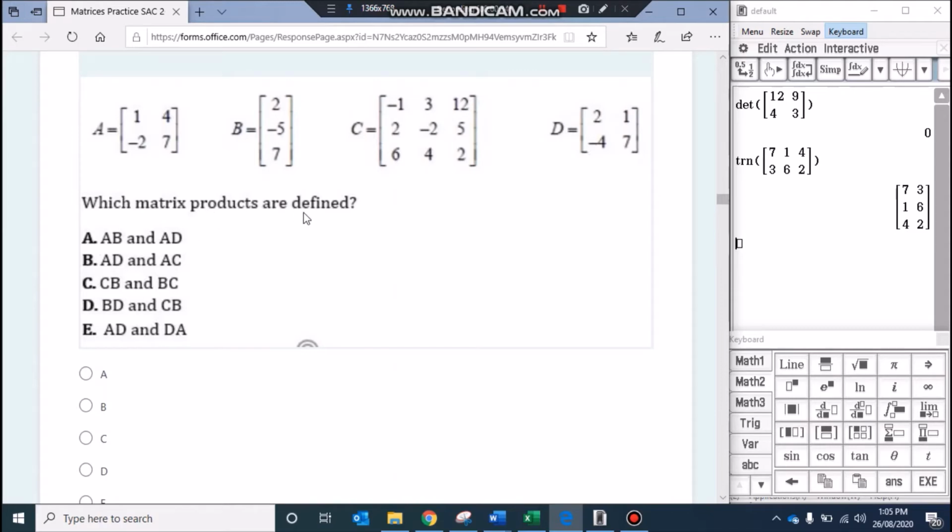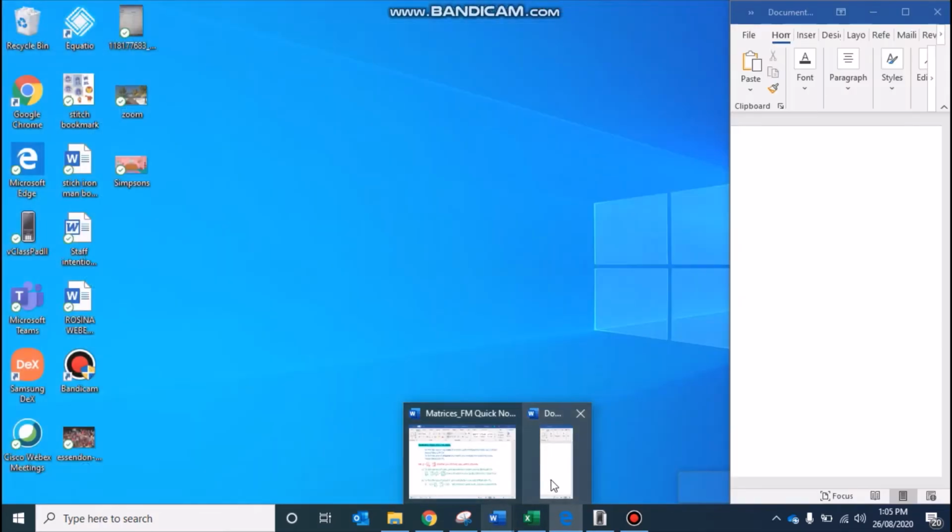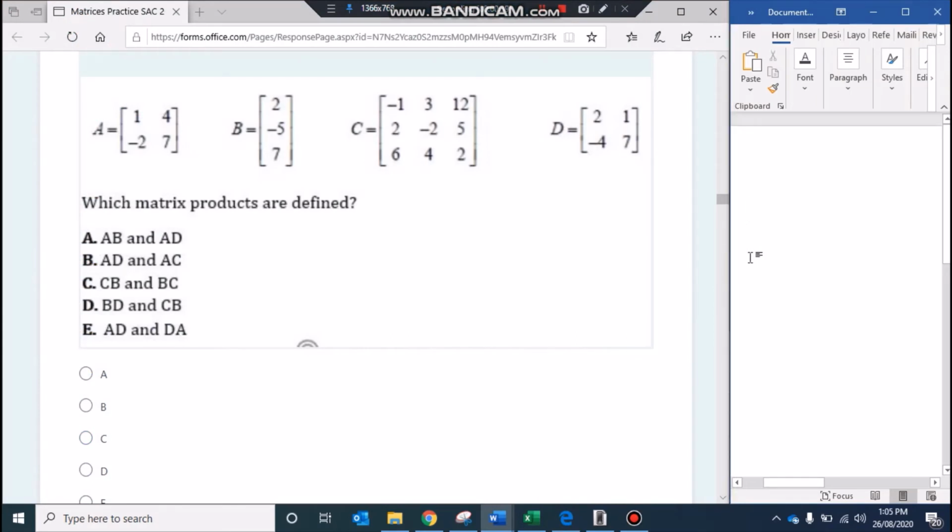Which matrix products are defined? So this is similar to the question that we had before about deciding when matrices are defined. So let's use trial and error again. Is AB going to be defined? A has 2 columns and B has 3 rows. So if you wanted to write them out, AB would be a 2 by 2 matrix multiplied by a 3 by 1 matrix. AB is not defined because the 2 middle numbers aren't the same. So option A is not going to be it.